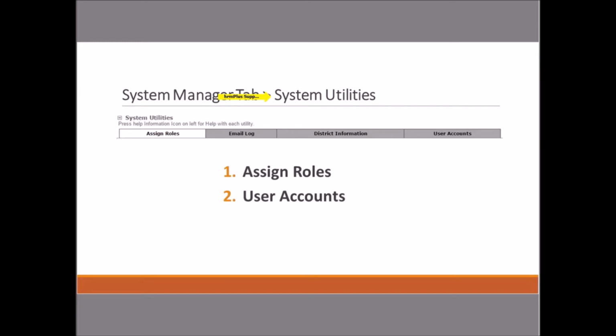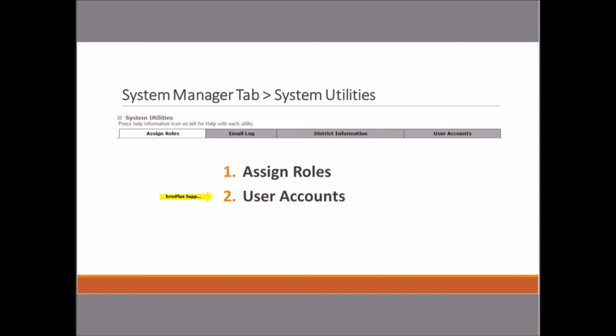And when you're on system utilities, there's 4 options of where you can go. You can go to the assign roles tab. You also have access to see the email log or your district information, or you can go into user accounts. And for our webinar today, we're really just going to talk about the first tab, assigning roles, and the 4th tab, the user accounts, and how do I help people when they need help. And so that's kind of where we're going now with the webinar.